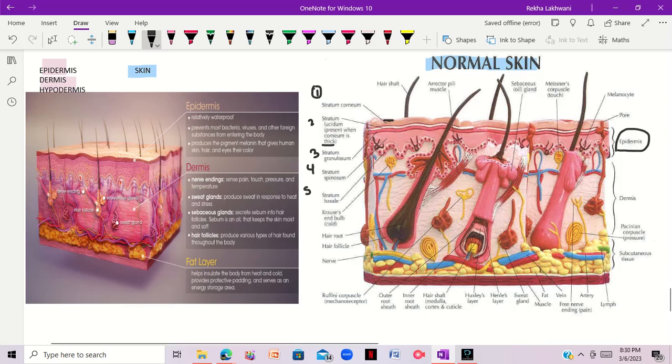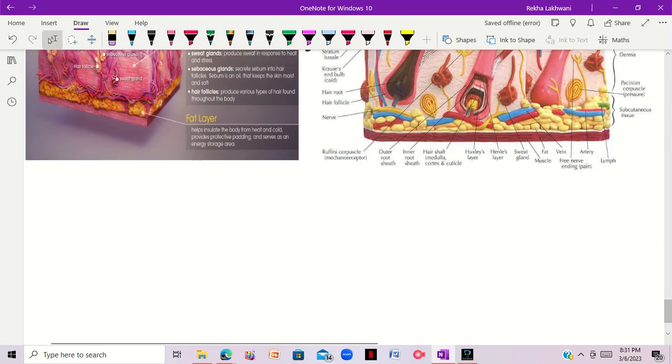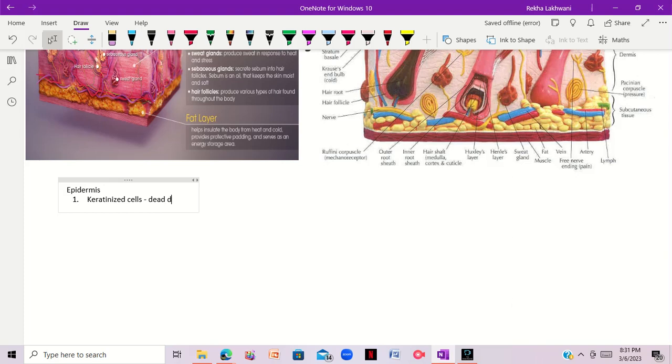In our epidermis there are four kinds of cells. Let me write over here. Let's talk about epidermis. First we have keratinized cells. Like we have keratin. Basically these are dead cells, and they are tightly packed to each other.